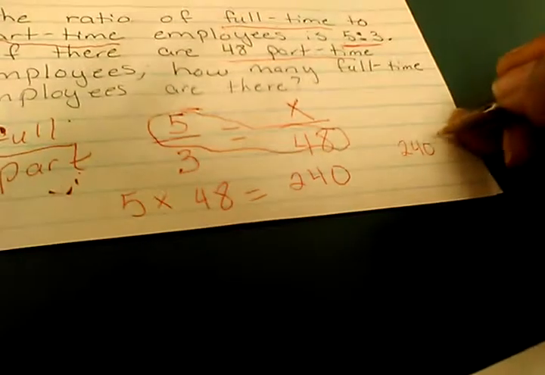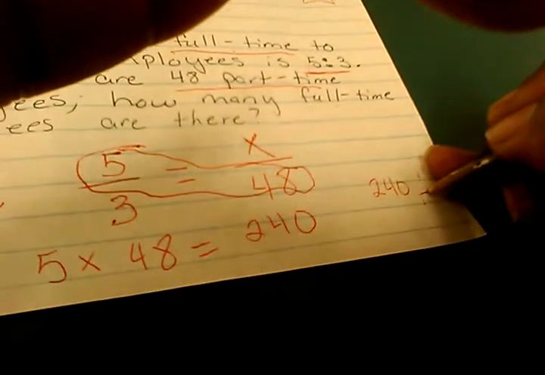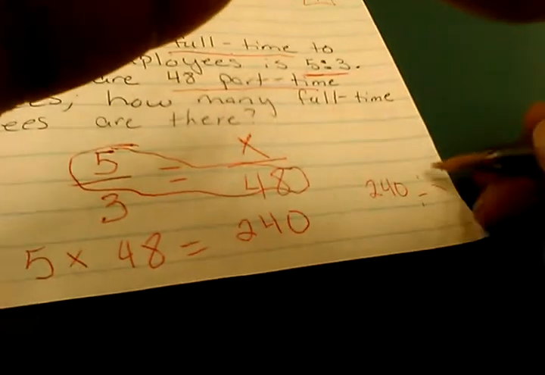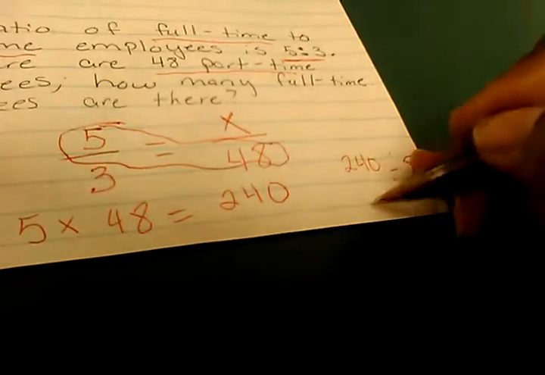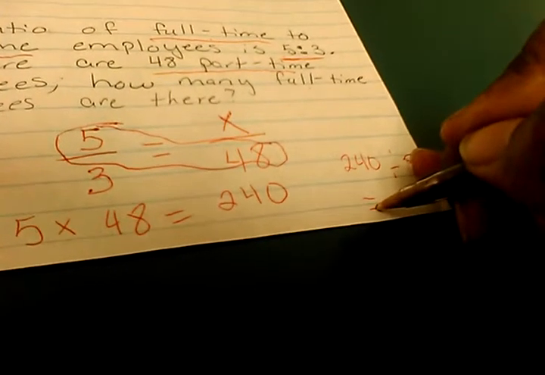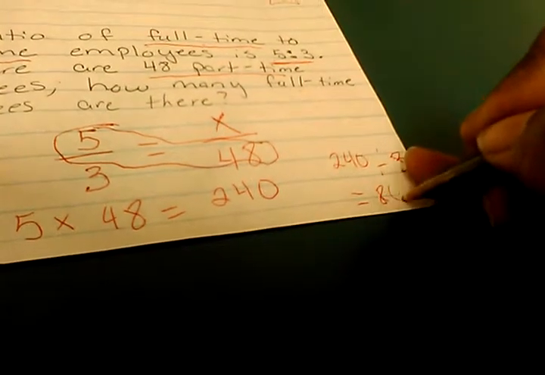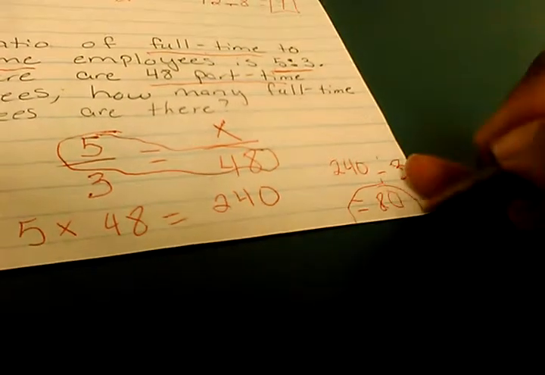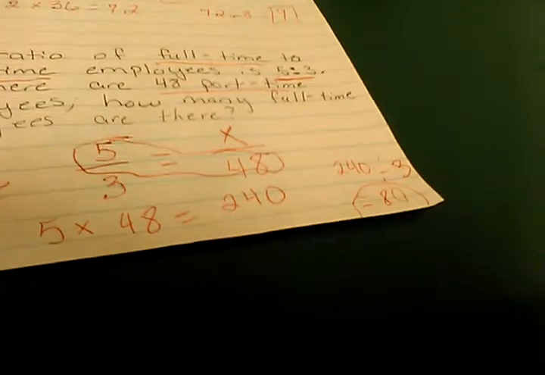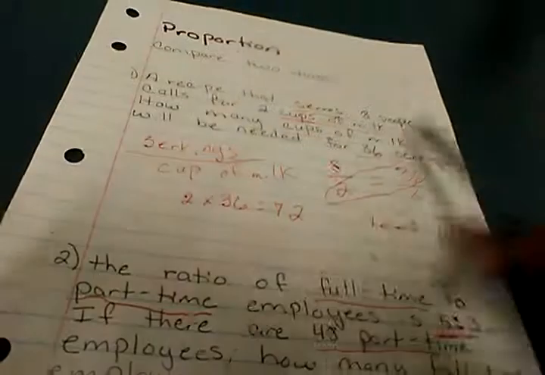240 divided by 3. Ooh, that looks really ugly, but you guys, that's a 3. Sorry about that. And my final answer then would end up being 80. So I have 80 full-time employees.